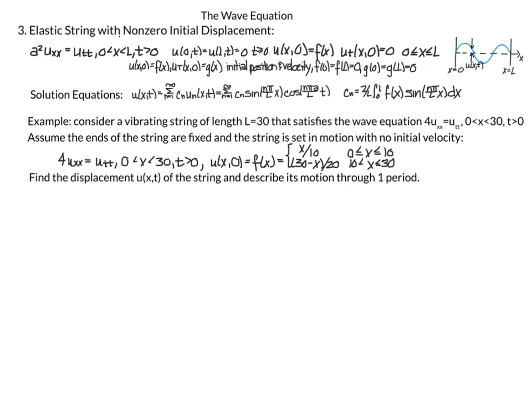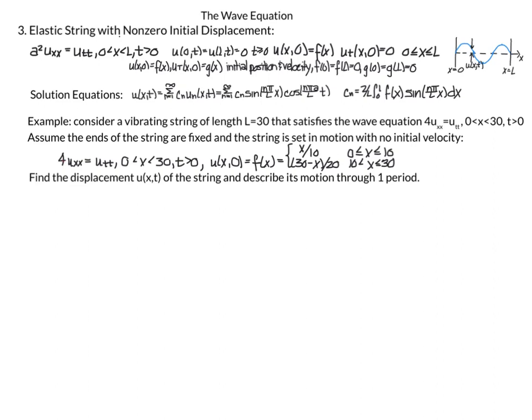So we can consider a vibrating string of length L equals 30 that satisfies the wave equation. Here we have a squared is equal to 4. So 4u second partial derivative with respect to x is equal to u second partial derivative with respect to t. And we have x going between 0 and 30, that's L. T is greater than 0. Assume the ends of the string are fixed and the string is set in motion with no initial velocity. So that's exactly the problem we've been looking at.